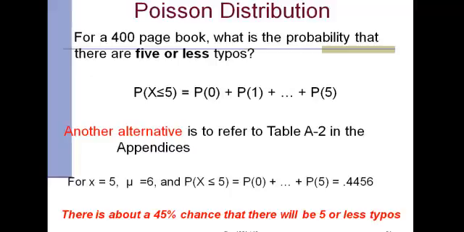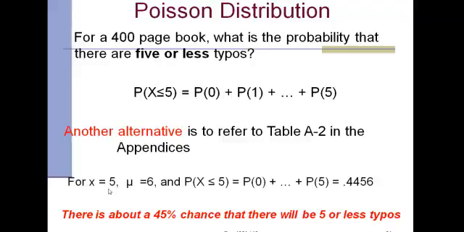Okay, I've referred you again in case you ever want to use it. If you don't have your MegaStat handy, there are also Poisson tables, in the back of your book in the appendix, table A2, and that can get you the same answers. So in this case, you're being asked, for a 400-page book, what is the probability that there are 5 or less typos?